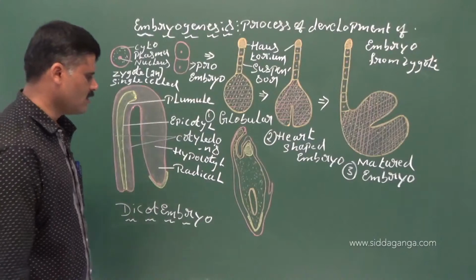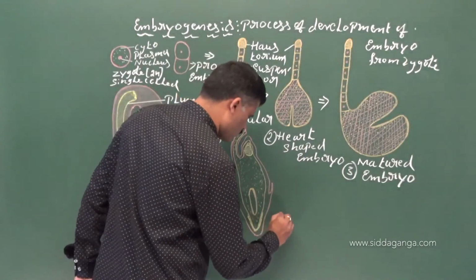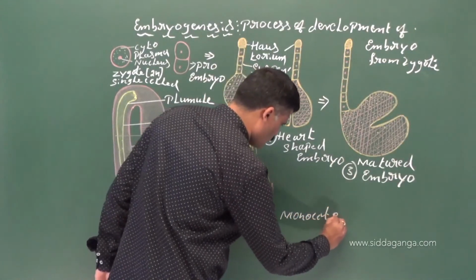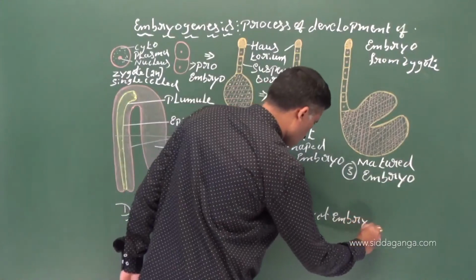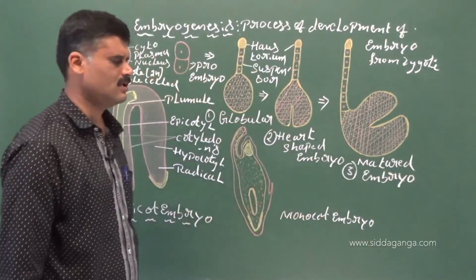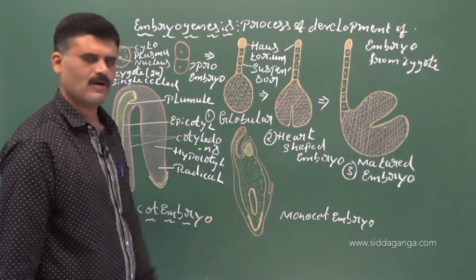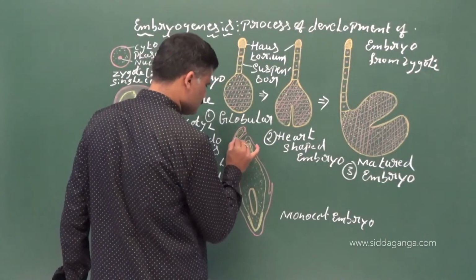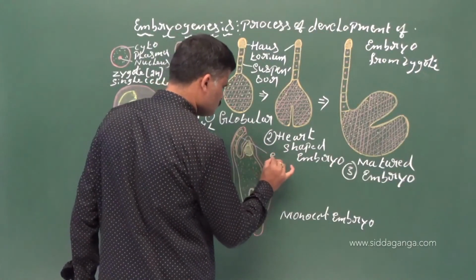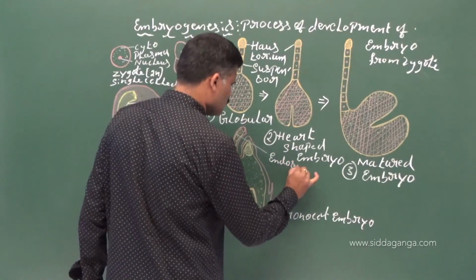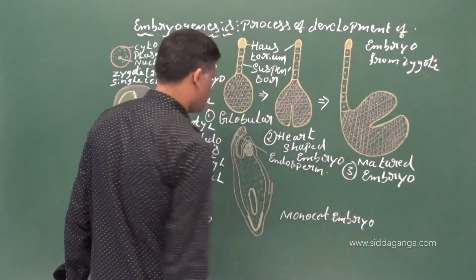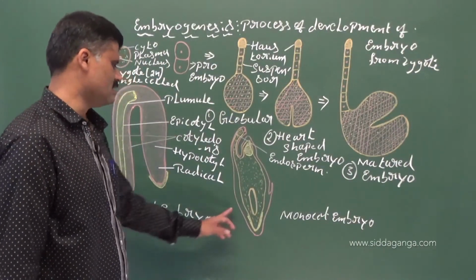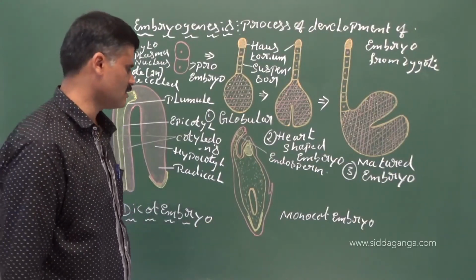Next, the monocot embryo. The mature embryo develops into a monocot. Then the monocot embryo shows the following structure. It contains the endosperm. Endosperm is preserved in monocots. So the majority of monocots are endospermic seeds. This is an example of a monocot, that is the grass.